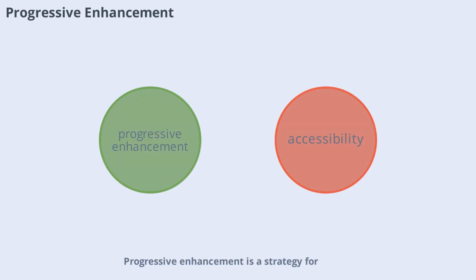Progressive enhancement is a strategy for building websites that work for everyone, regardless of their device or browser. Start with a basic, functional site, then add advanced features for users with modern browsers. This approach ensures accessibility and a good experience for all visitors. Let's see how progressive enhancement benefits web development.